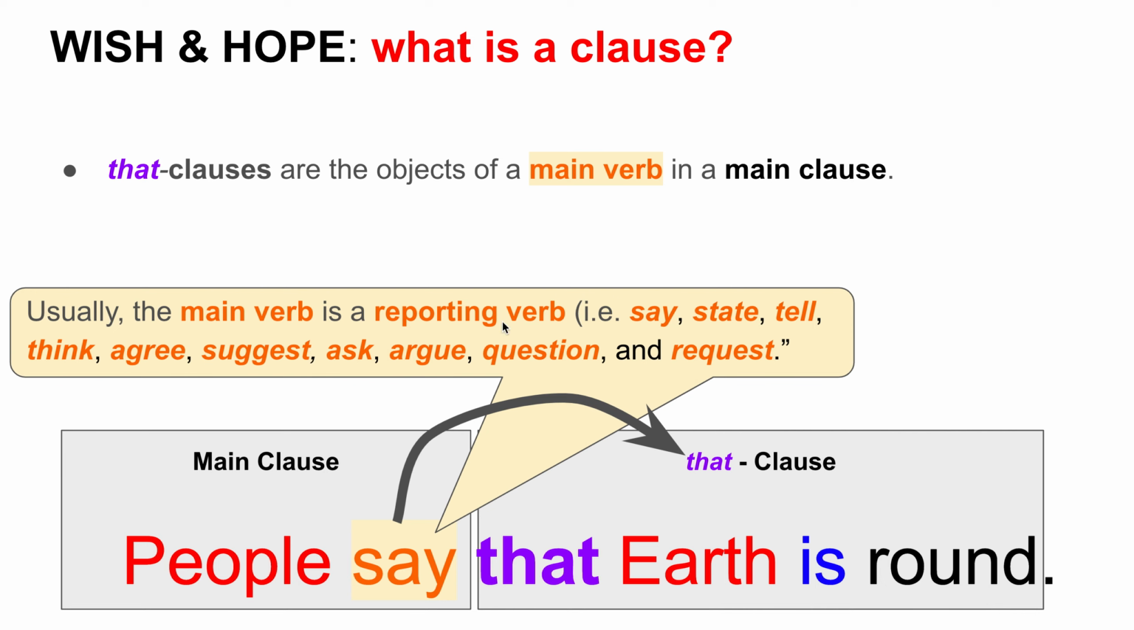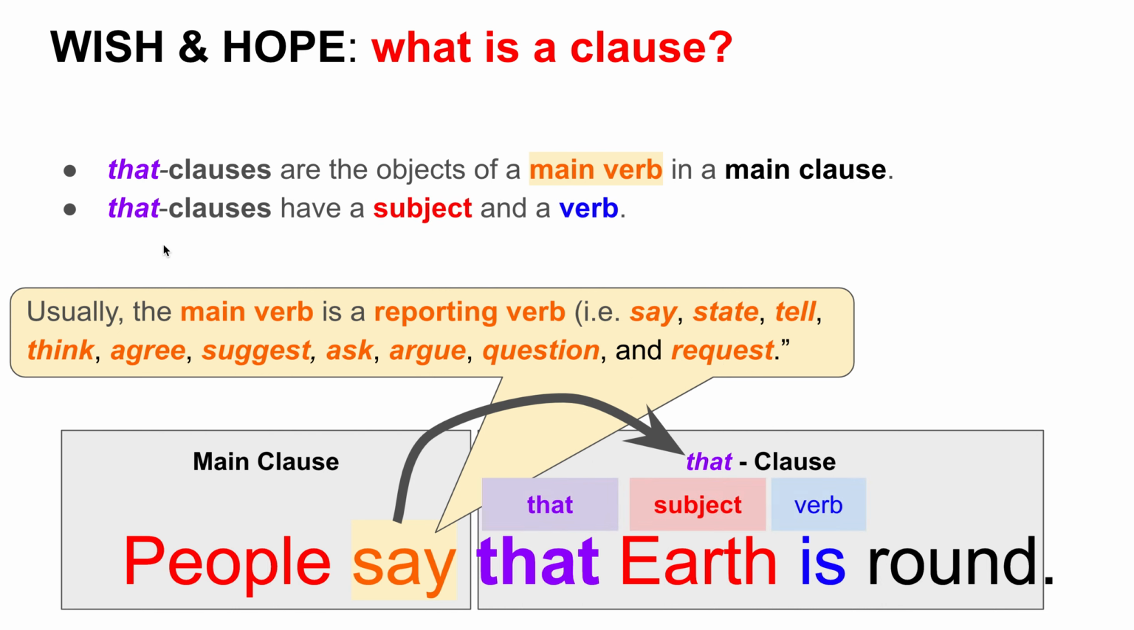Usually the main verb is a reporting verb, such as say, state, tell, think, agree, suggest, ask, argue, question, and request. Something else we must mention about that clauses is that they are clauses. This means they have a subject and a verb. Here the subject is earth and the verb is.